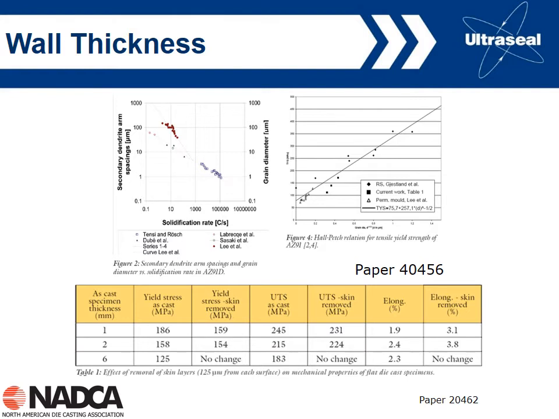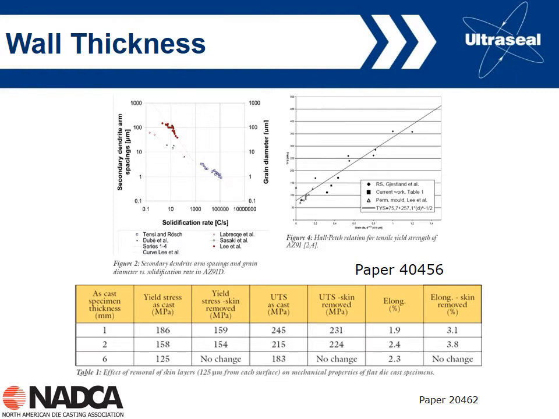If I get my cursor to work here, this shows the ultimate strength as cast at 245 going down to 183. But then the researchers removed the skin from all 3 castings. They removed about a 125 micron layer from both sides, and that's this data here. So now we're looking at the yield strength with the skin removed, and we're seeing basically no difference between the castings. And the UTS with the skin removed, again, pretty much no difference between the castings.